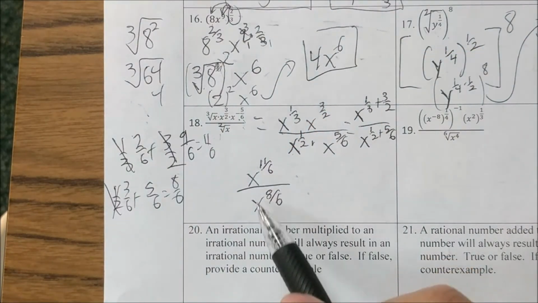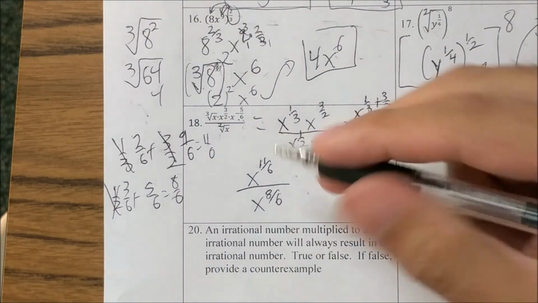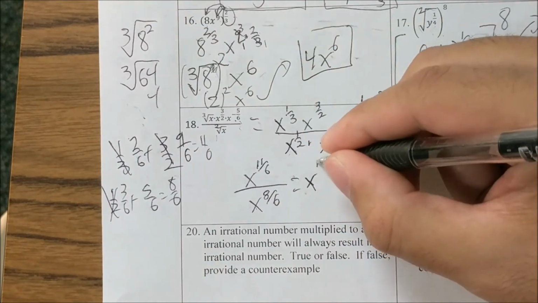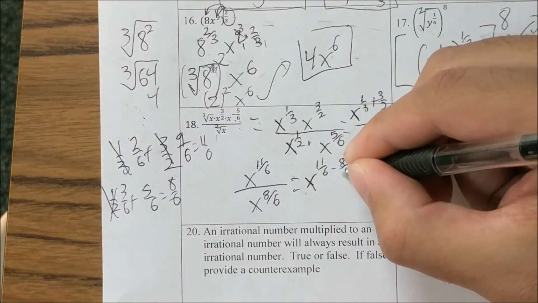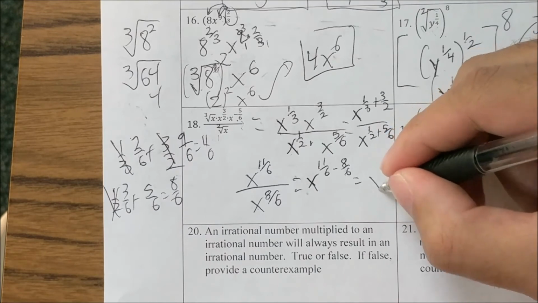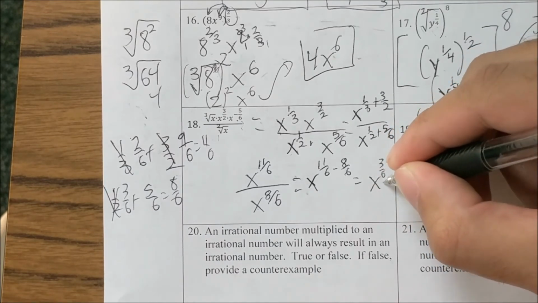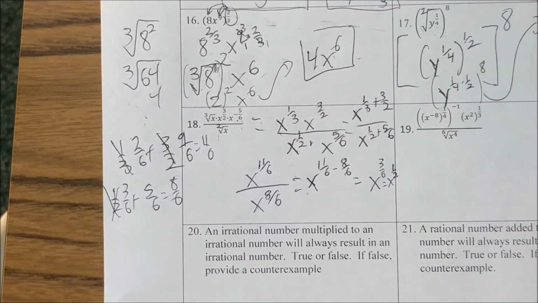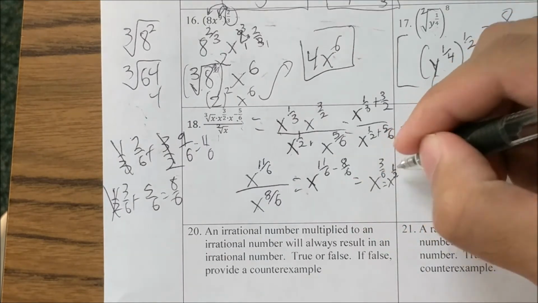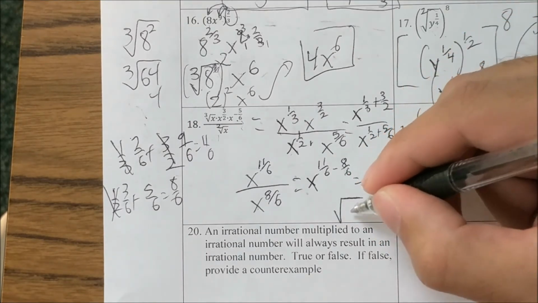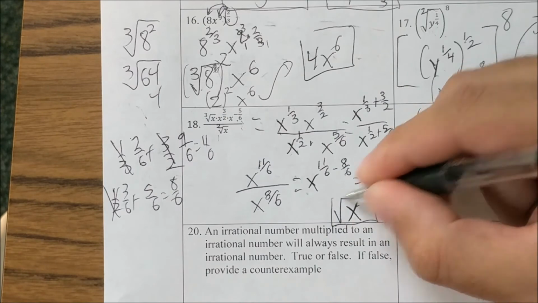And then to divide two terms with the same base, we subtract their exponents. So 11/6 minus 8/6 is 3/6, which reduces to x to the 1/2. And then we don't want to leave it with a fractional exponent, so x to the 1/2 is the square root of x.